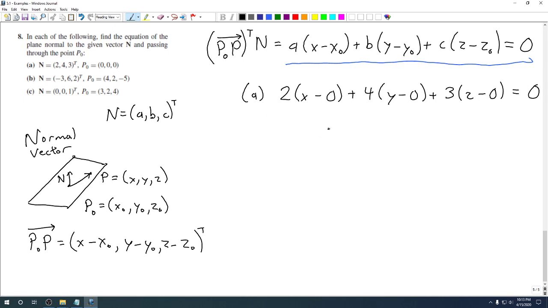Now, we probably want to go ahead and simplify this. There's no reason to leave the minus zeros in there. So I'd write that as 2x plus 4y plus 3z is equal to 0.